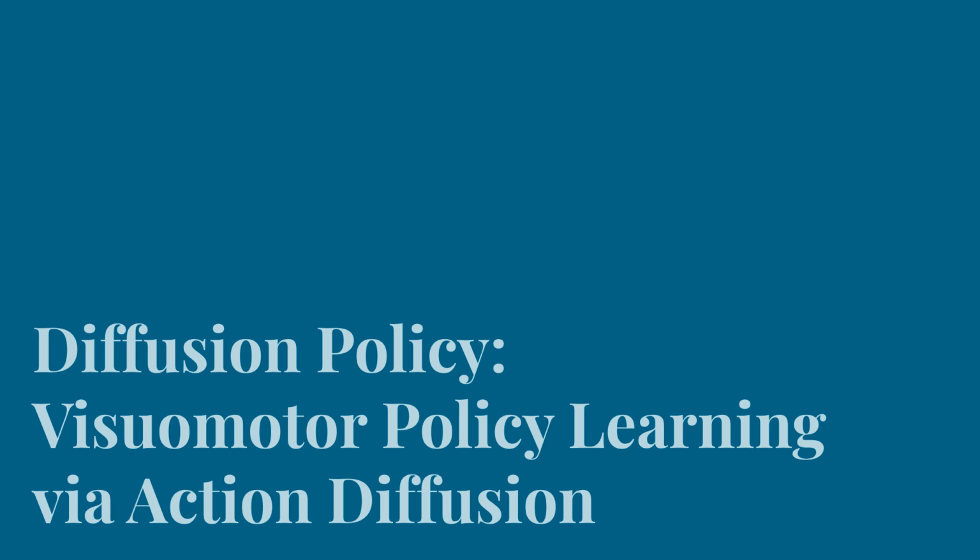Interesting. Now, the paper mentions that they've adapted this approach specifically for visuomotor policy learning. What changes did they make to make this work for robots? Great question. They made two major modifications. First, they changed the output to represent robot actions instead of, say, image pixels. Second, and this is crucial, they made the denoising process conditional on visual observations. So the robot can look at its environment and use that information to guide its action generation.